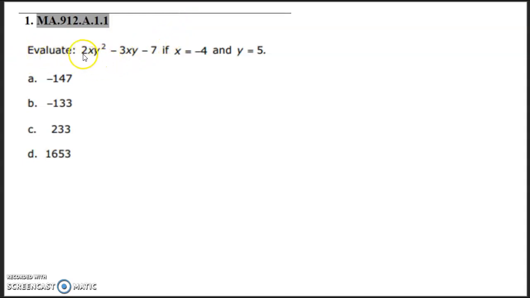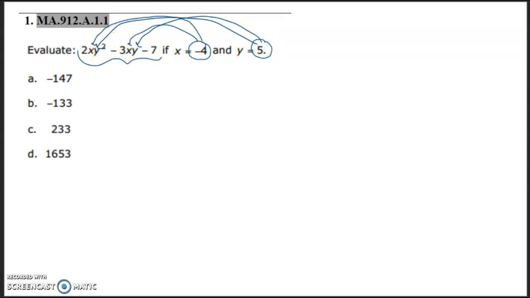So it says to evaluate, and it gave you a polynomial. And in the polynomial, it said if x equals -4 and y equals 5. So what we need to do here is plug in -4 wherever we see an x, and then plug in 5 wherever we see a y. Okay. So we have 2 times x, which is -4, times y squared, which is 5 squared, minus 3 times x times y minus 7.